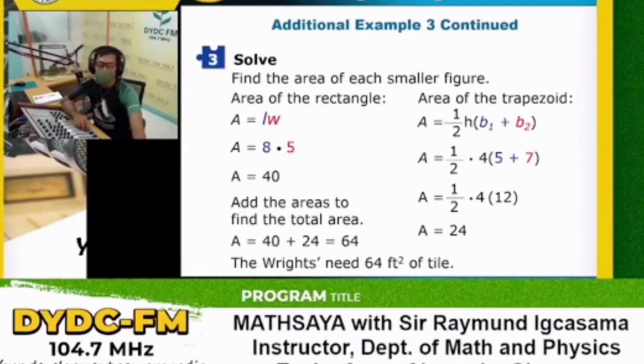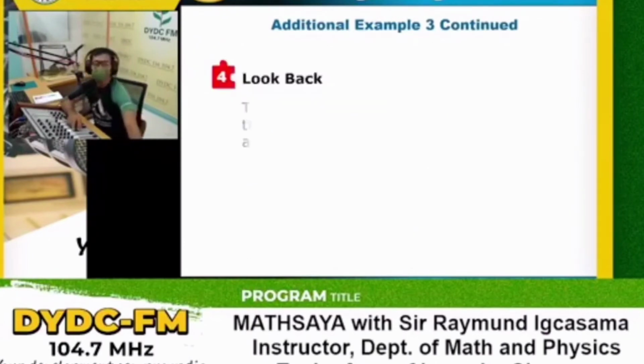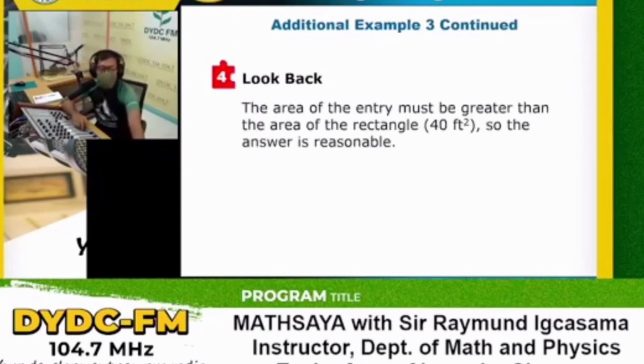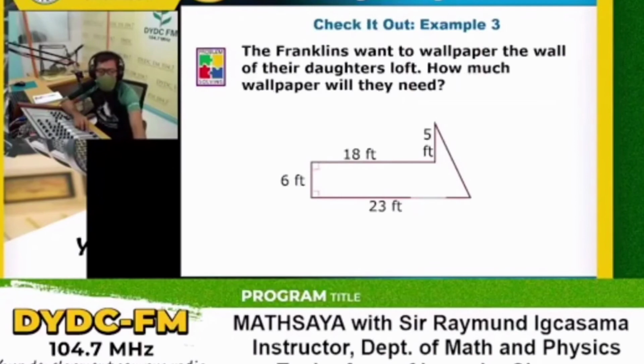Okay? That is the amount of tiles they need. Meaning, since one tile is 1 square foot, the Rights will be needing 64 tiles. So the area of the entry must be greater than the area of the rectangle. So the answer is reasonable.